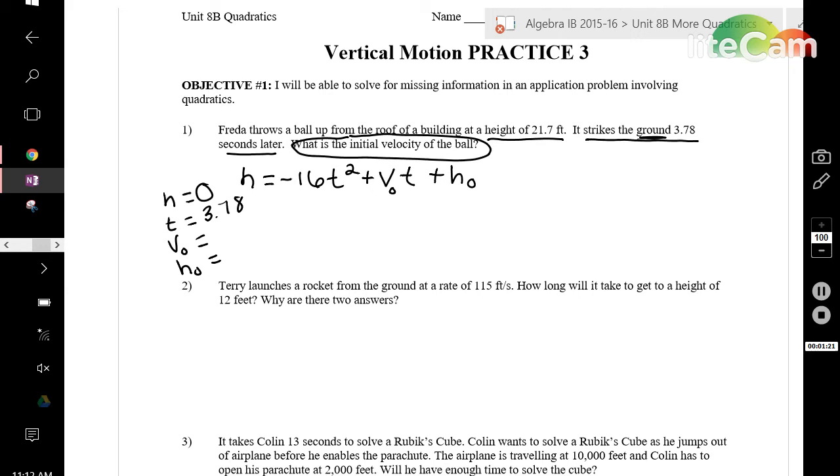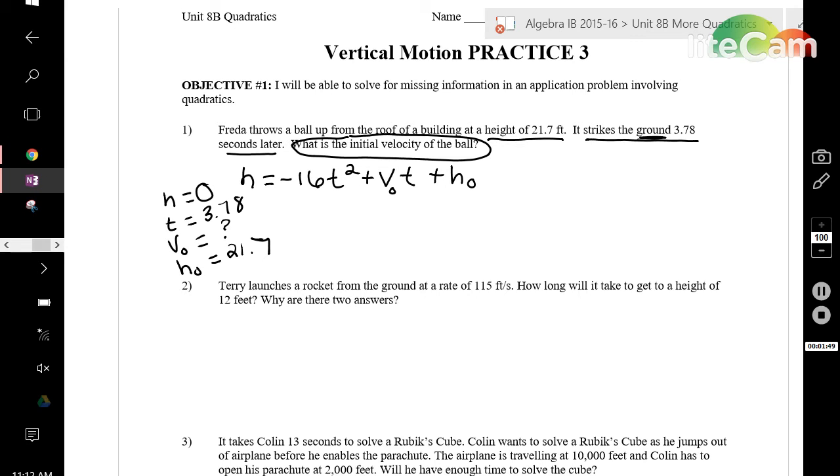The question asked, what is the initial velocity of the ball? So we do not know what the initial velocity is. That is what we're missing. Now, h sub 0 is the starting height. And in the beginning of the problem, it says she's throwing a ball from the roof of a building at a height of 21.7 feet. So it's starting at a height on the building of 21.7 feet.